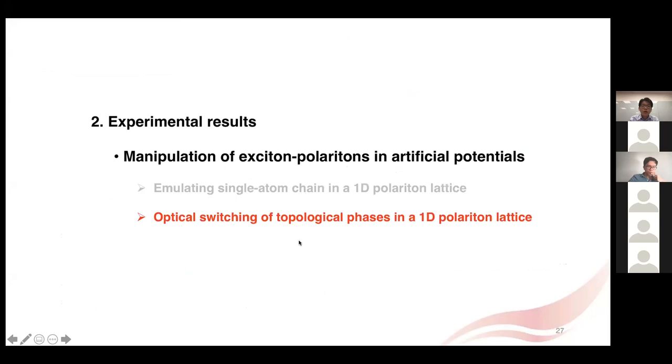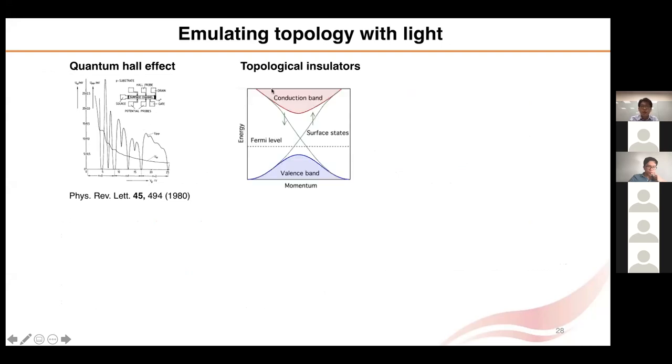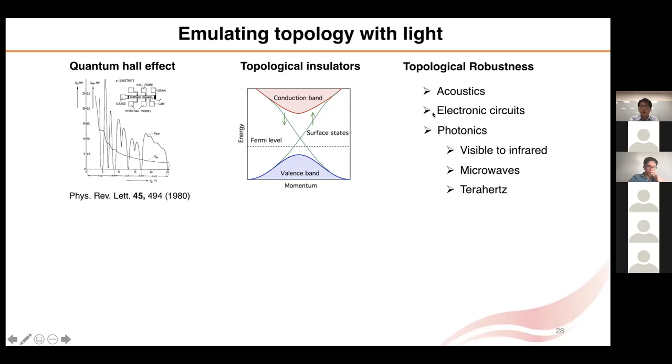Okay, so in the following, I'm going to introduce our progress on how we emulate topological phases with the polariton system. As we know, the history of topology can date back to the discovery of the quantum Hall effect in a two-dimensional electron gas, where people observed those quantized Hall conductance. And since then, various types of topological insulators have been discovered in condensed matter, where they can, for example, support unidirectional transport of electrons with strong immunity to disorder. Since then, the notion of topology has largely extended to other research fields, for example, acoustics, electronic circuits, as well as photonics, for their topological robustness.